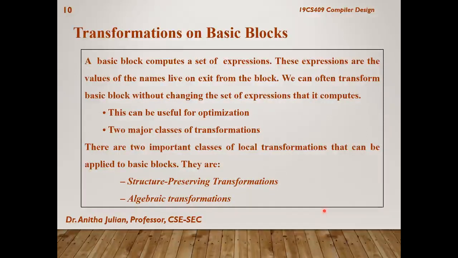Next we will see about the code optimization techniques that can be done on basic blocks. Basically, these transformations are nothing but code optimization techniques. So we are going to take the basic blocks, which is nothing but computation of a set of expressions, and it will be useful for optimization. So this optimization is otherwise called transformation. We are having 2 types: structure preserving transformation and algebraic transformation. Actually, we will study this a little more in detail in our 5th unit.